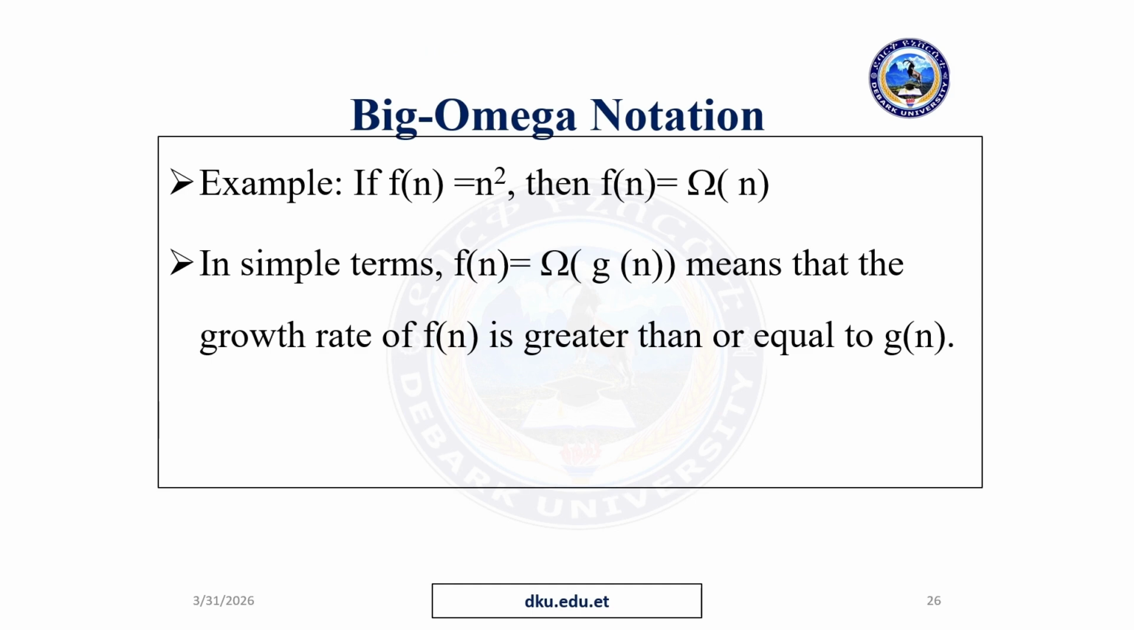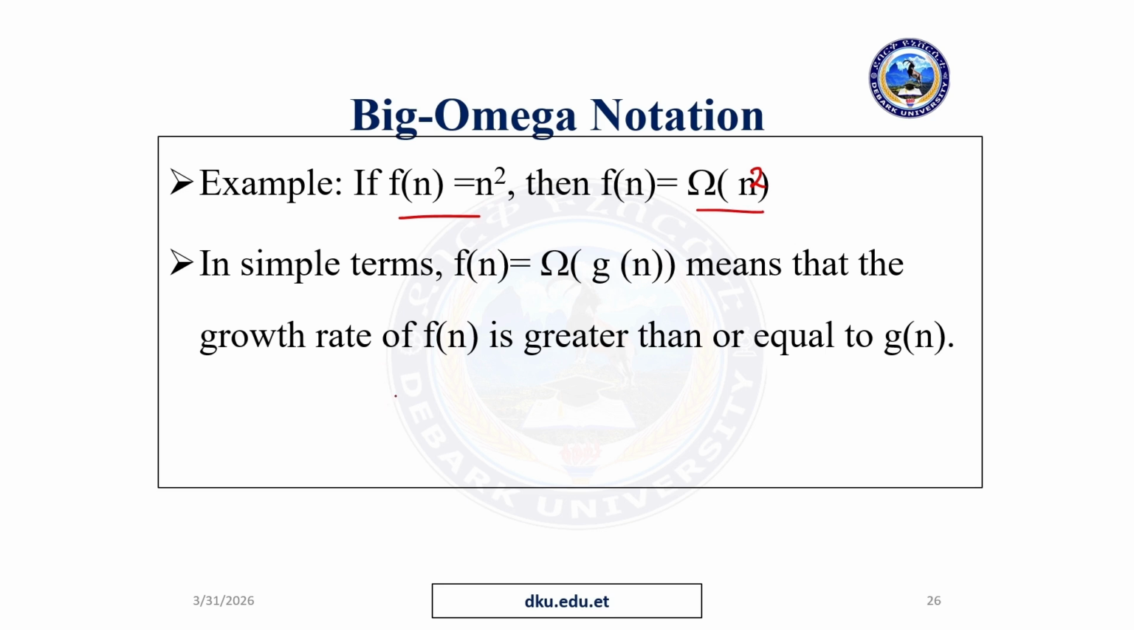For example, if f of n is n squared, then f of n is big omega of n squared. In simple terms, f of n equals big omega of g of n means that the growth rate of f of n is greater than or equal to that of g of n. So how can we prove that f of n equal to n squared is big omega of n squared?